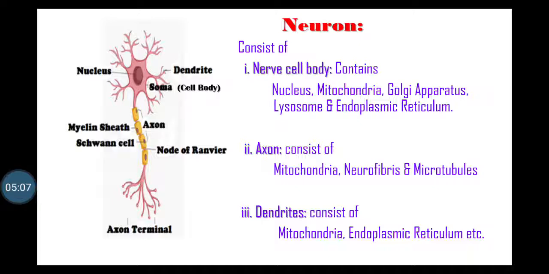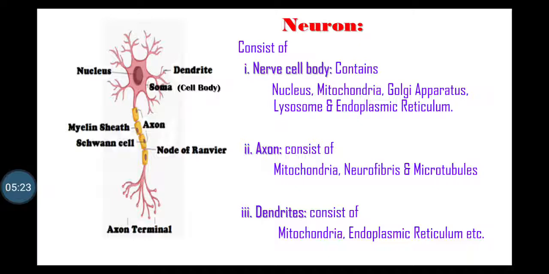Myelin sheath is covered by cytoplasm. The absence of myelin sheath at the specific interval is called node of Ranvier. The node of Ranvier transmits rapid impulses to the dendrites.